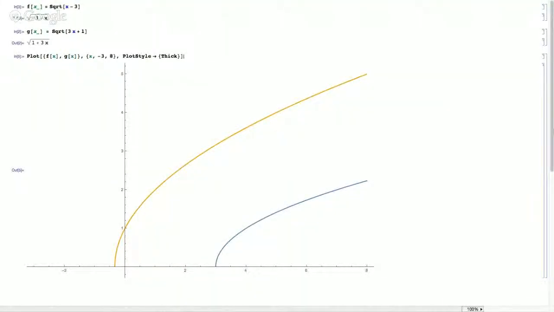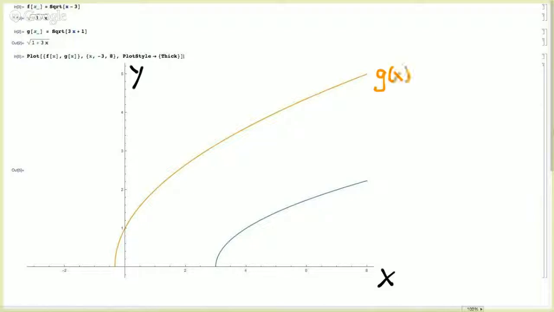All right, so what we're looking at on this screen is a set of graph axes. So it's the xy plane right here. This is the x-axis. There's the y-axis. And we're looking at the graphs of two different functions. On the one hand, we have the function g of x is equal to the square root of 3x plus 1. That's the graph here shown in orange. And on the other hand, we're looking at the graph of the function f of x equals the square root of x minus 3. That's the graph shown in blue.